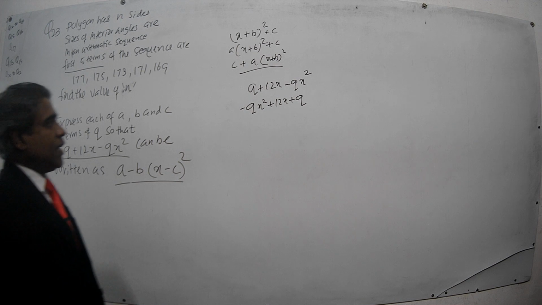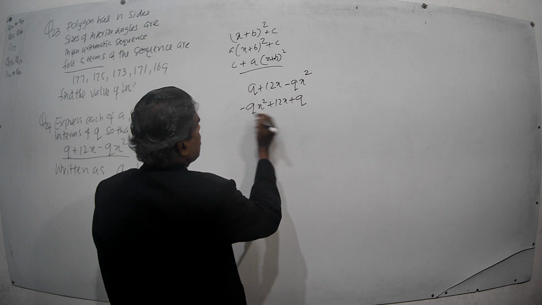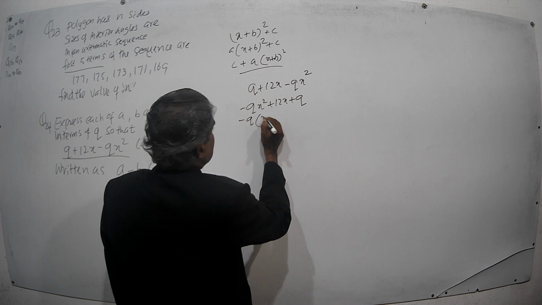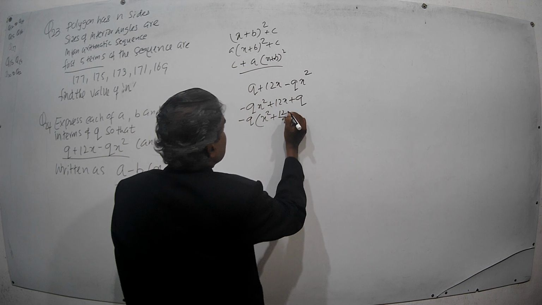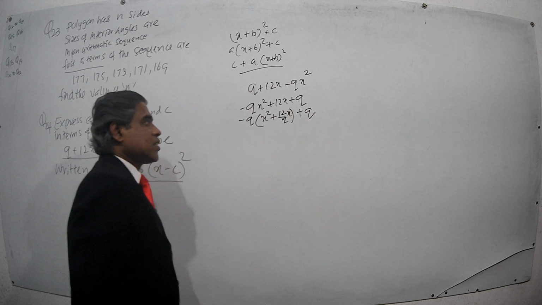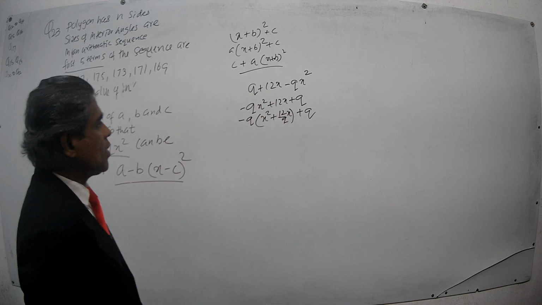Then, to complete the squares, if there is a coefficient of the square term, take it out as a common factor. Here minus q is taken as a common factor. What is left is x squared plus 12 over q times x. We leave this q out and take the common factor only for the first two terms, for convenience.